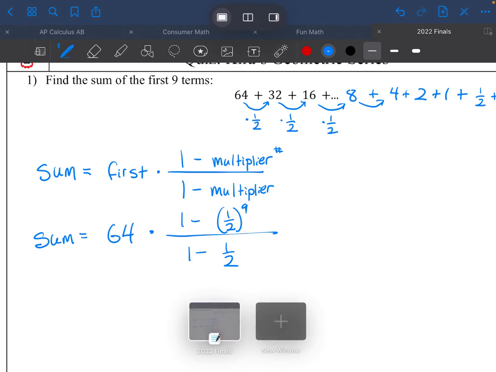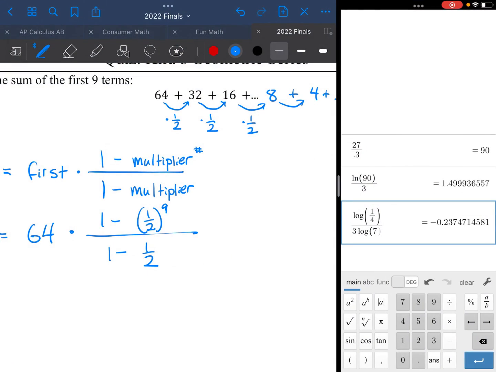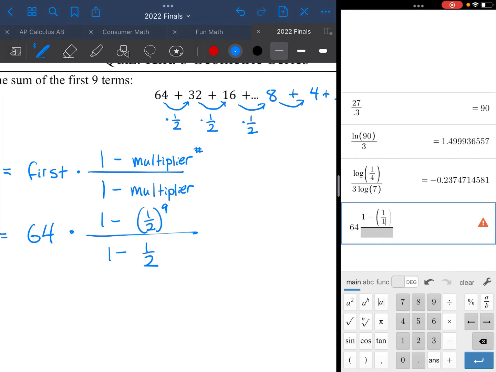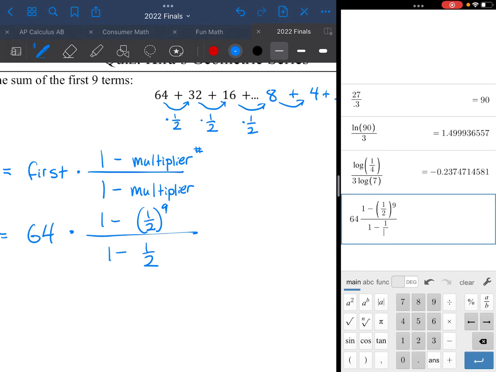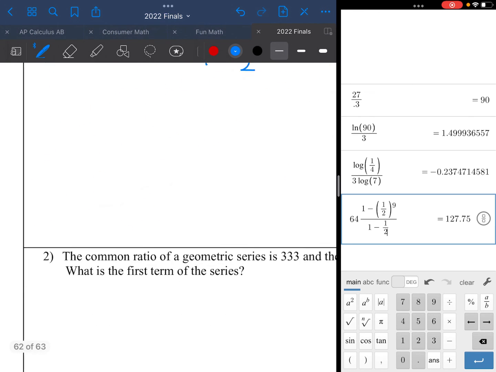So I guess I need my calculator back. So press on this, go to the calculator tool. I'm going to have a fraction, so I'll set up the fraction, and I need a 64 out front. So 64, and then the top of the fraction is 1 minus, and then I'm going to start my parentheses now. It's going to be 1/2, and then that's going to be to the power of 9, and that's all going to be divided by 1 minus 1/2, and I get 127.75. Nice. And then I move on to our next problem.